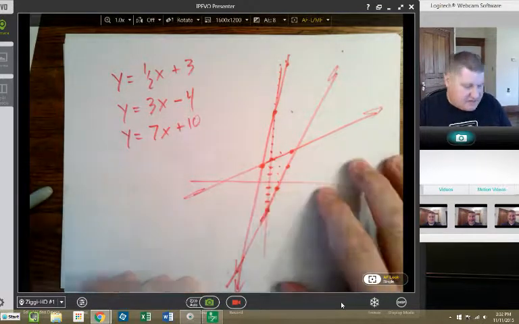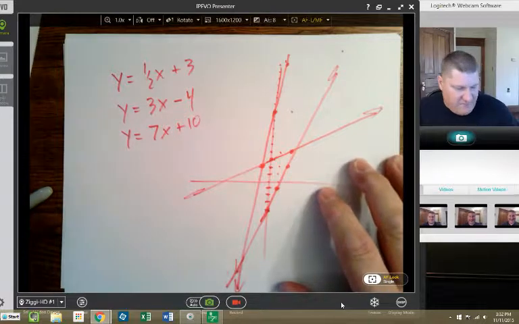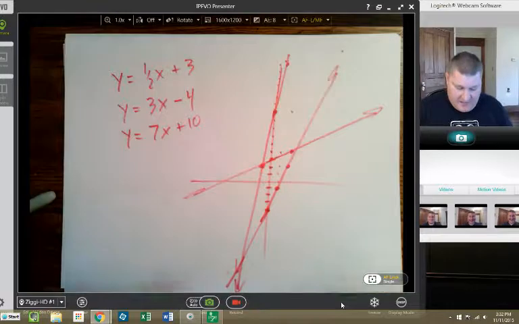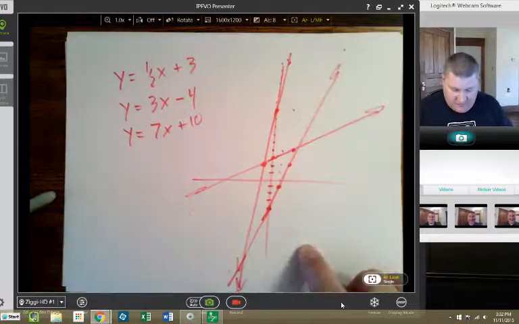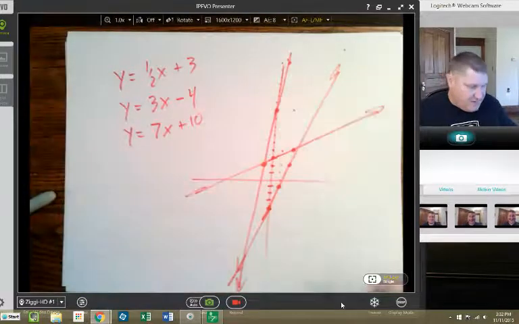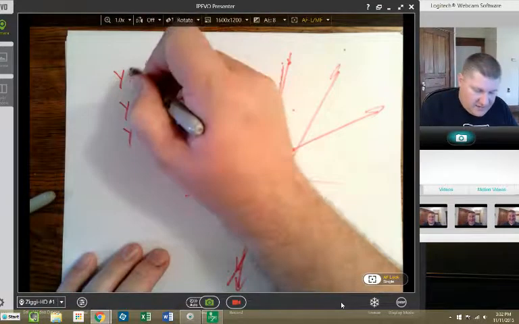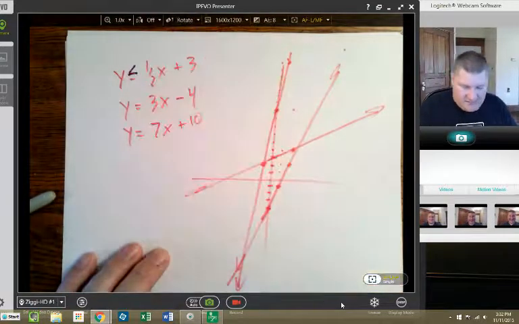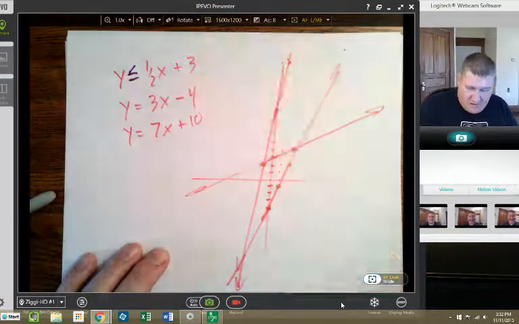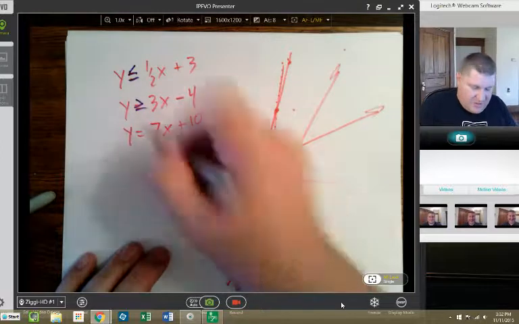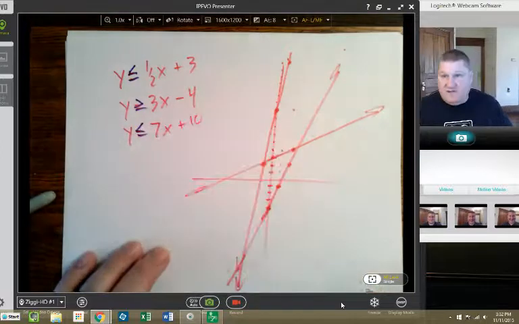So I have, instead of just 4 areas, 1, 2, 3, 4, I have this area over here, this area over here, this one, this one, this one, this one, and the one in the middle. Now, let's assume that we have y is less than or equal to this, y is greater than or equal to this, and y is less than or equal to this one.